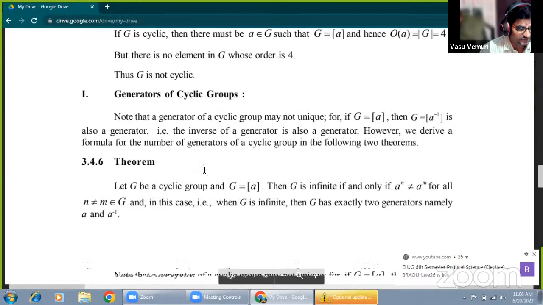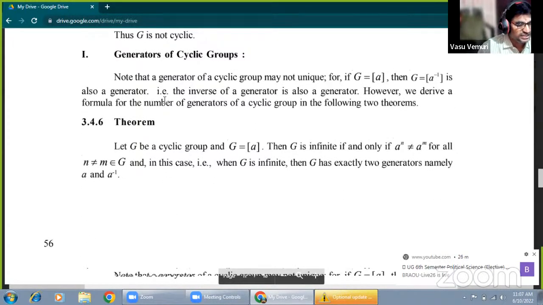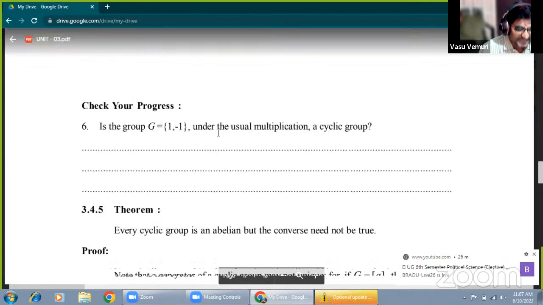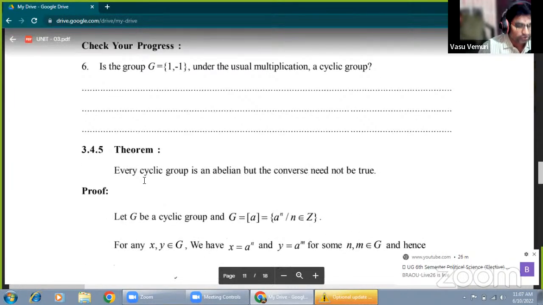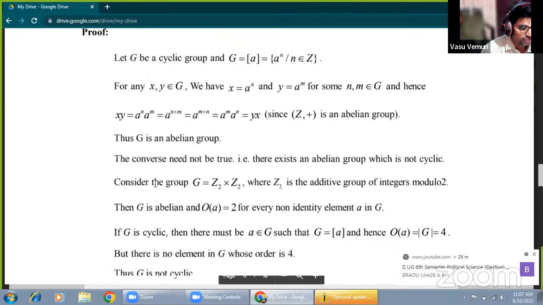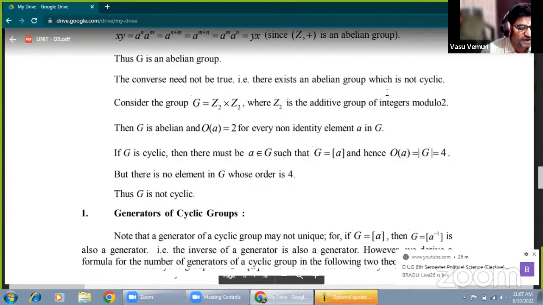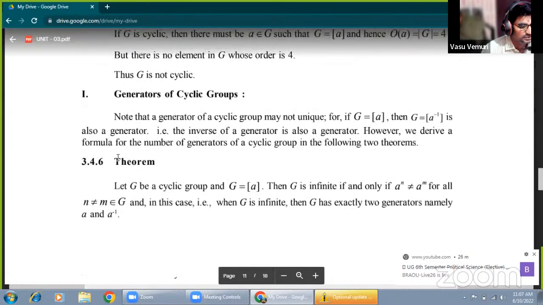Okay, that's enough. Now, students, you just have to see and refer. In the examination, especially: define cyclic group, prove that every cyclic group is abelian. Is the converse true? Justify. Justify means give any suitable example. That example is Z2 cross Z2, read as Z2 cross Z2. This is the additive group of integers modulo 2.